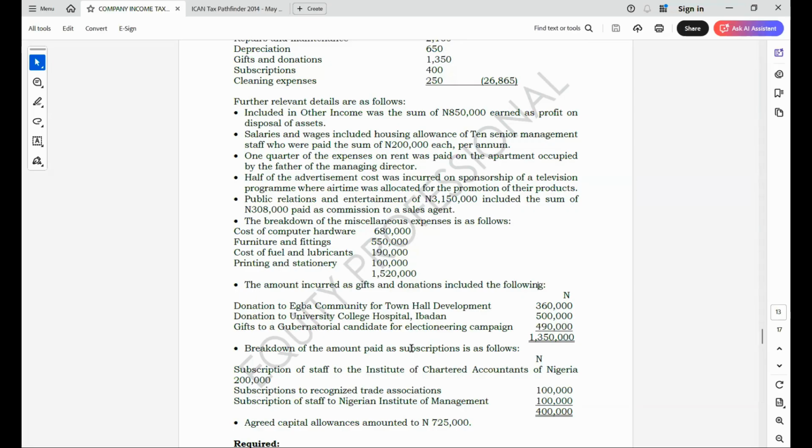So it is a subscription of staff to Nigerian Institute of Management. Is NIM a recognized professional body? Yes, it is also recognized. So all these subscriptions are allowable. It is only the one that is not recognized that will be disallowed. So the examiner just put it there to confuse you. Then agreed capital allowance amounted to 725.